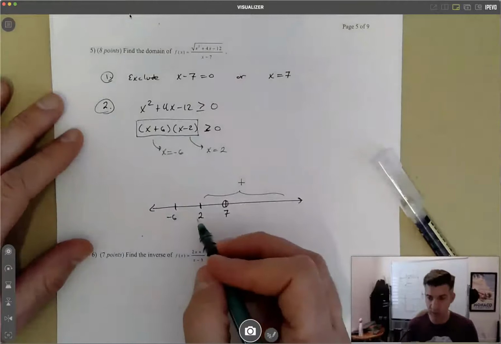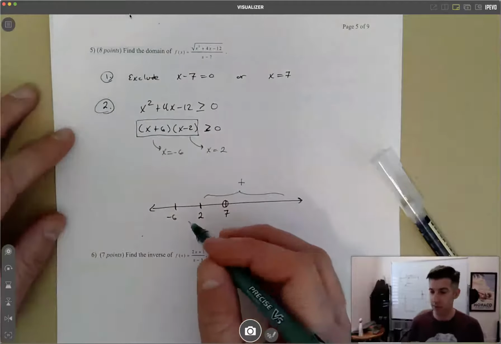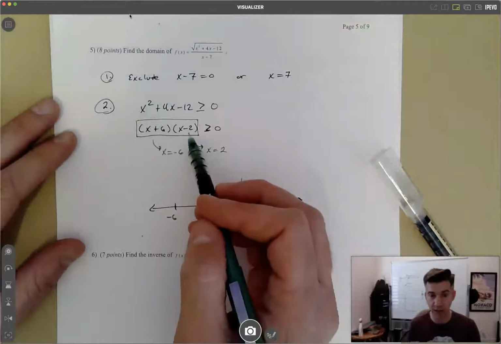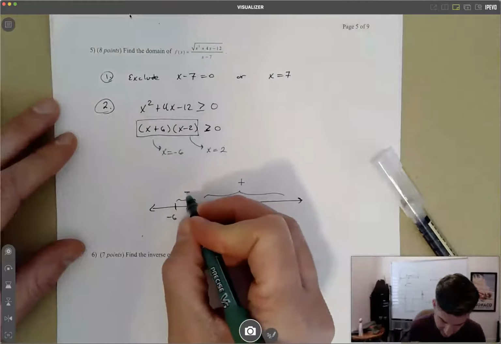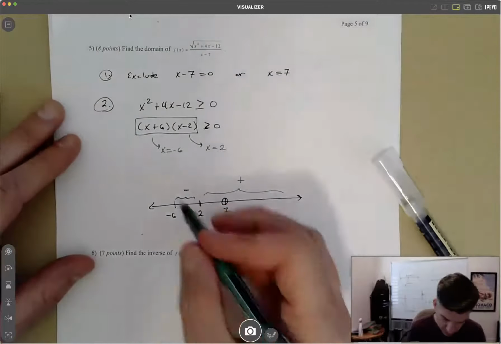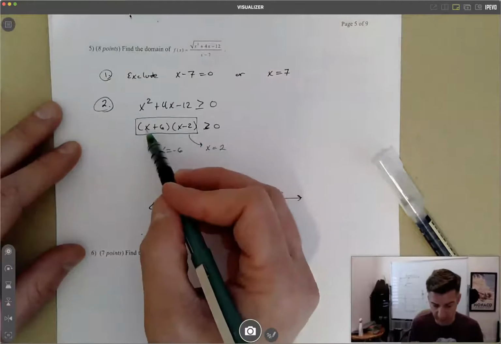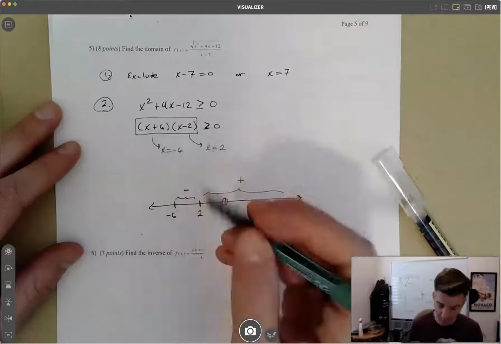Between -6 and 2, we could and probably should pick 0. 0 is a great choice if it's in your interval. If we pick 0, 0 plus 6 is positive, 0 minus 2 is negative, and a positive times a negative is negative in this entire interval. We don't want it to be negative, so we're not going to include that in our final answer. Finally, if I pick something less than -6, like -8, -8 plus 6 is negative, -8 minus 2 is negative, and a negative multiplied by a negative is positive.